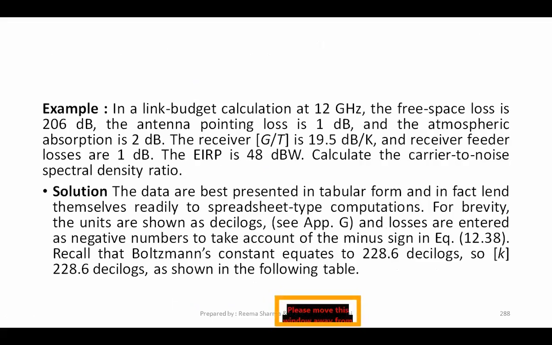So we have an example here where a link budget calculation at 12 gigahertz, which means we know the operating frequency at which it's functioning. Then free space loss is about 206 dB. Then antenna pointing loss is 1 dB. All these values we'll have to note down, and accordingly we can add them up. Then atmospheric loss is 2 dB. The receiver G by T is 19.5 dB per Kelvin, and receiver feeder loss is 1 dB. Like C by N, spectral density ratio. So ultimately, we have to know which formula to be employed and what values are to be substituted. If we have these two details, then it becomes easy for us to find out.